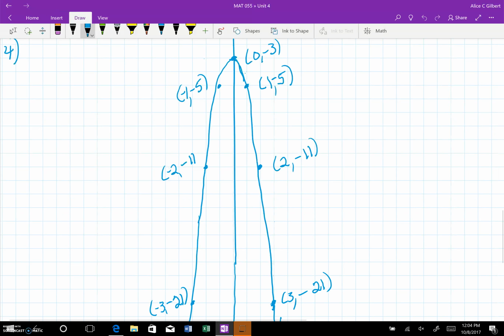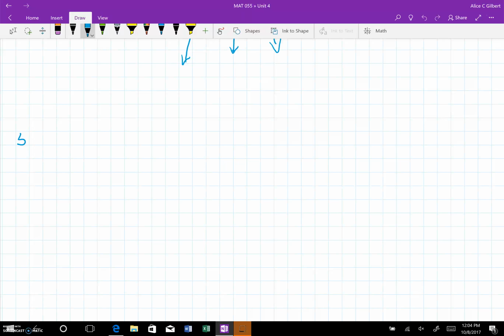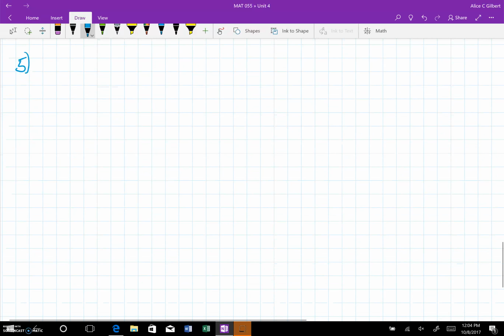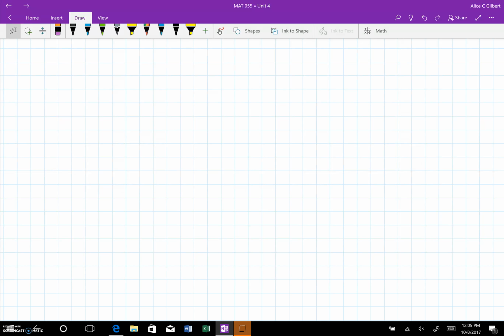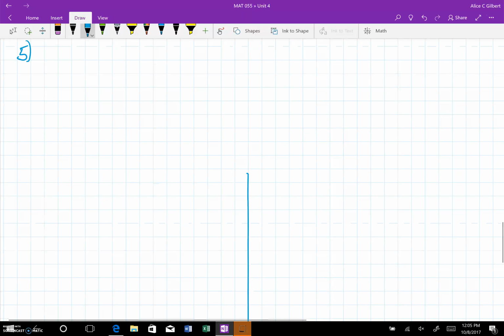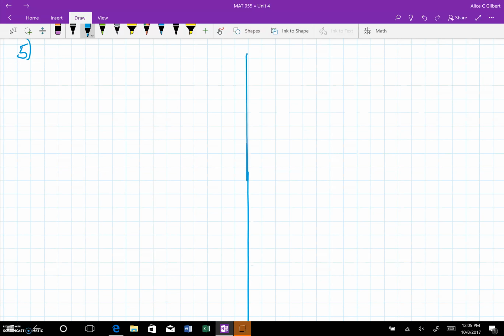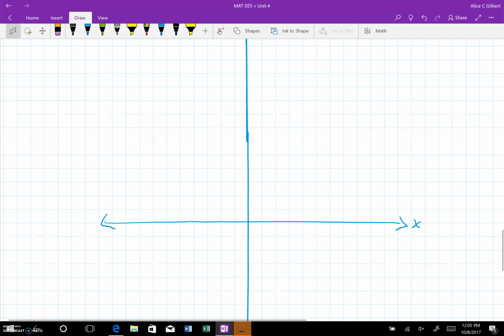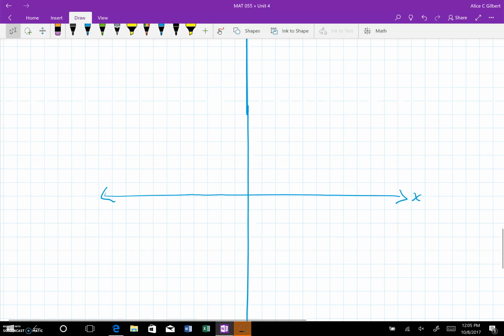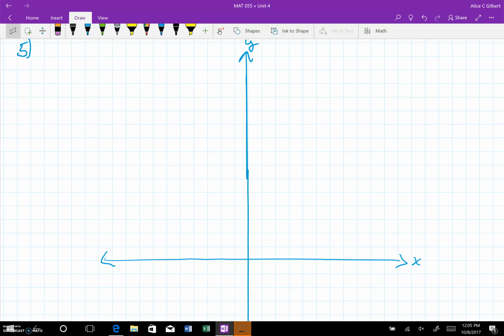Okay, number 5. And it opens upward. So label my y-axis, label my x-axis, and make sure I've got arrows all the way around. Okay, so let's graph our vertex.